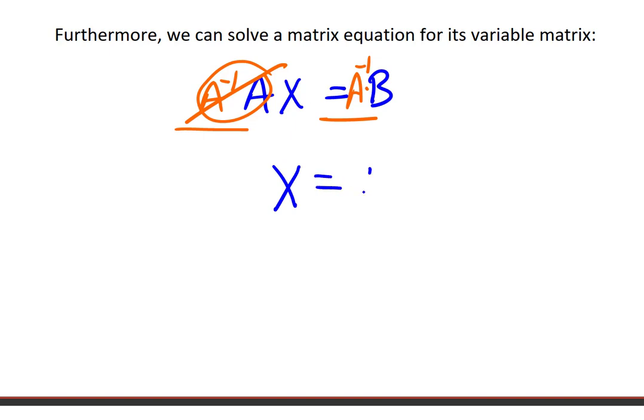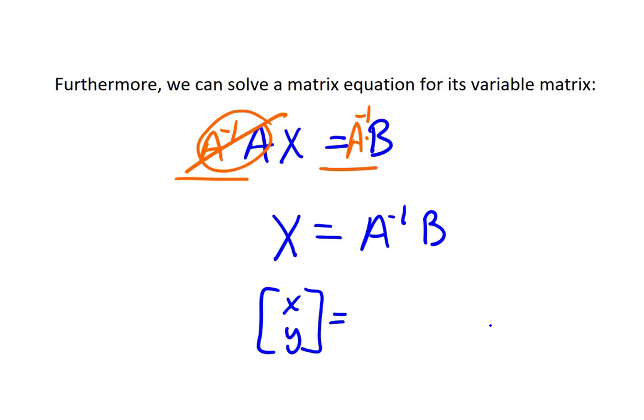And then on the right side, we have this A inverse B, but that's just a product of two matrices, the inverse of matrix A times matrix B. Well, let's recall that matrix X was our variable matrix containing only the x and the y. And if I know matrix A, then I can find matrix A inverse and multiply it by B as well. In fact, let's do this right now.